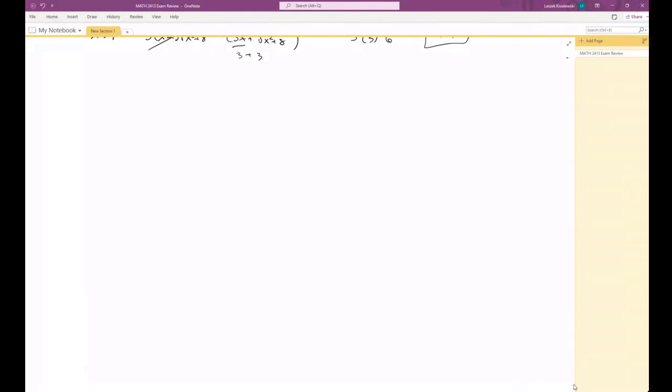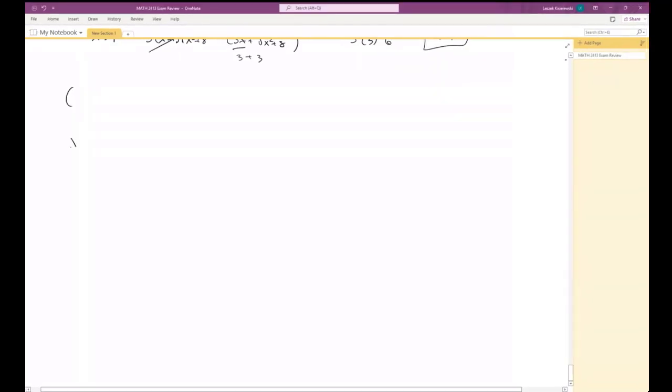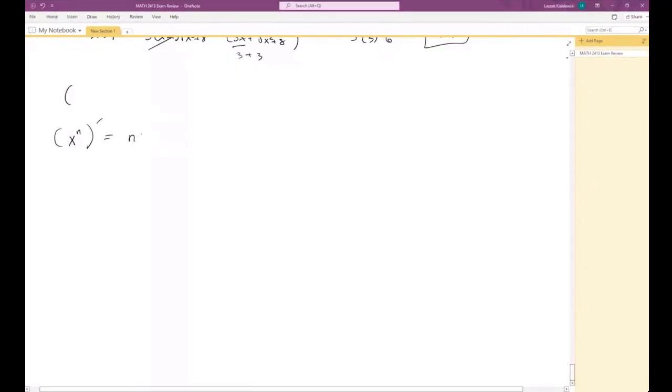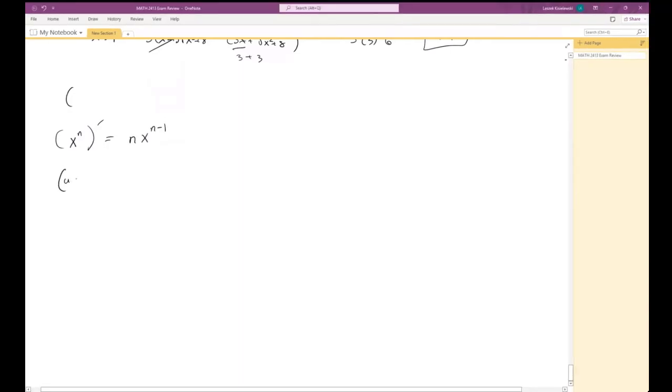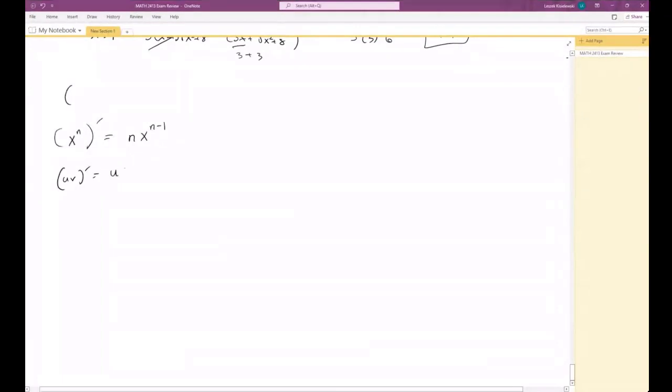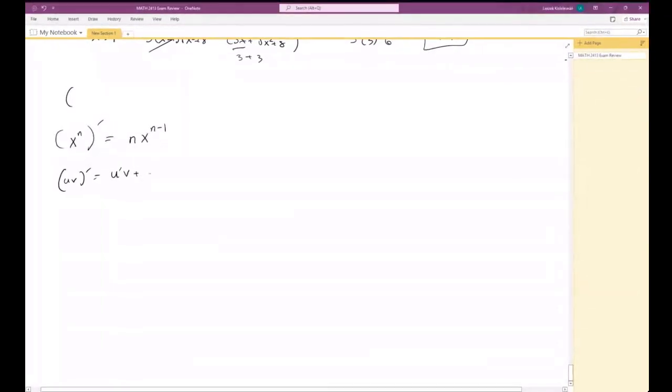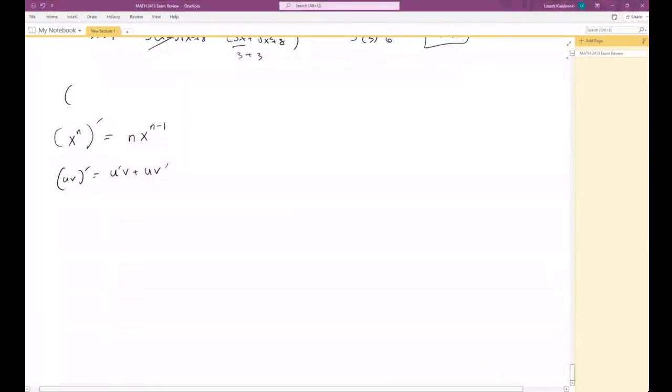Okay, so next we're going to use some differentiation rules to find the equation of the tangent line. So we're going to use the power rule, x to the power differentiated. We all know this one. You bring down the power, subtract 1 from the old power to get a new power. We're going to use the product rule, where you just take turns differentiating one factor at a time.